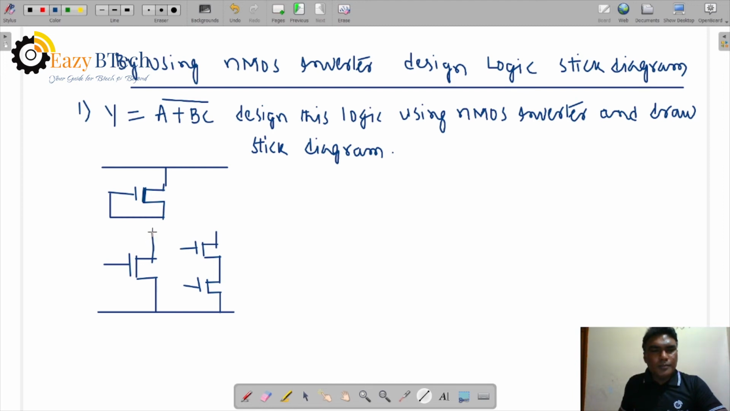So both are in parallel. A is parallel with the B and C. B and C are series. Series means an NMOS AND logic, and last B into C. A plus means parallel, so A is in parallel with B into C. Then it is VDD, VSS, and the output from here.